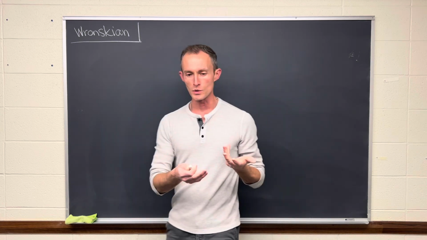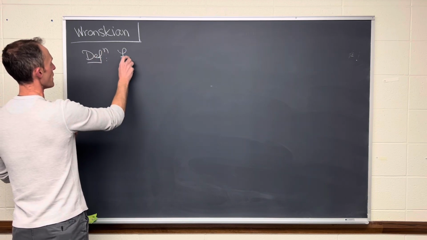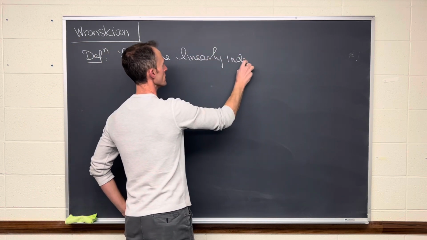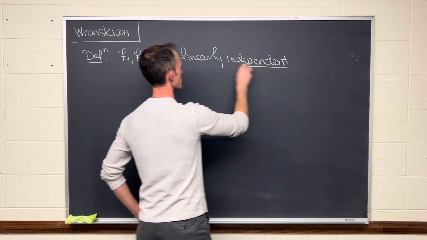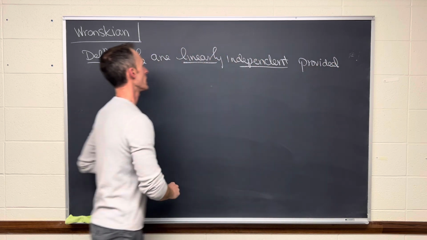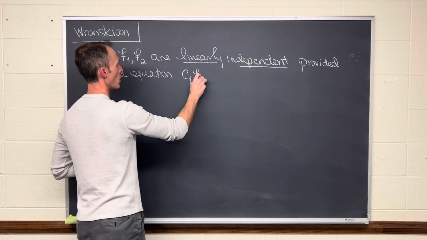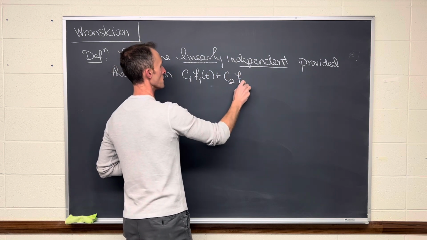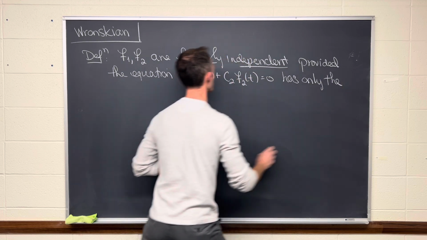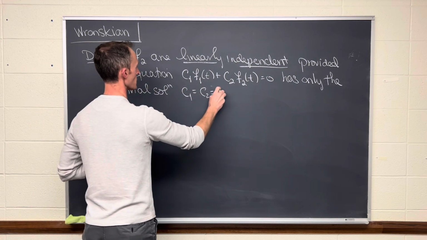So here's the whole idea behind the whole thing. The definition is we say that functions, let's say f1 and f2, are linearly independent, and that's what we're defining, provided the equation c1 f1 of t plus c2 f2 of t equals 0 has only the trivial solution given by c1 equals c2 equals 0.